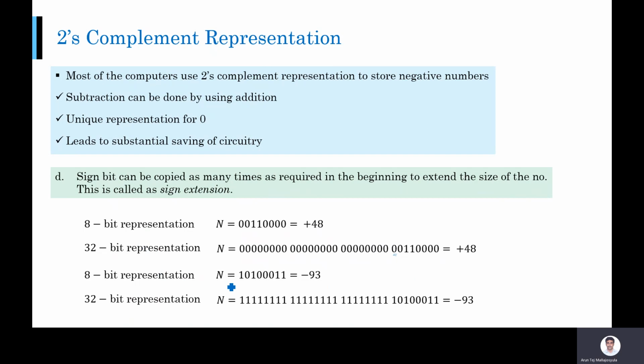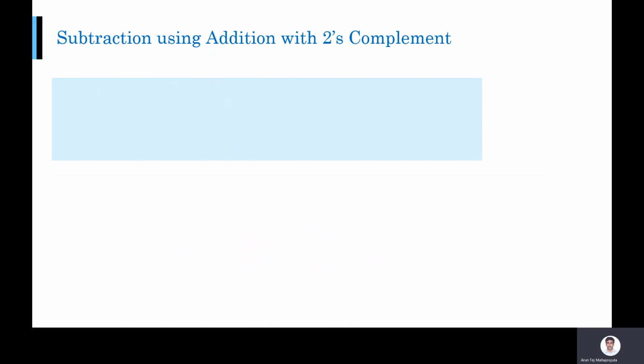If I want to use it in 32-bit representation, all I need to do is take the sign bit and copy it as many times as needed to extend the size of the number. So this is the number in 32-bit representation. Therefore, sign extension is very easy when you are using 2's complement representation. So these are all the advantages with 2's complement.